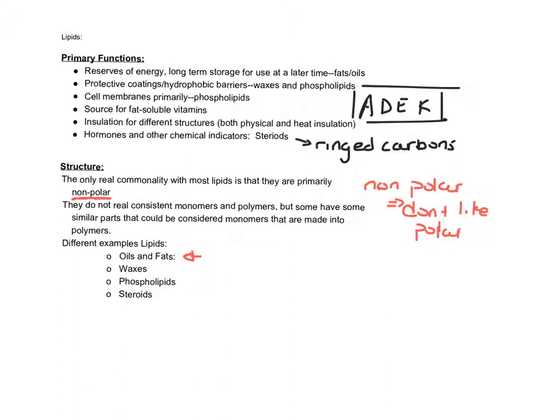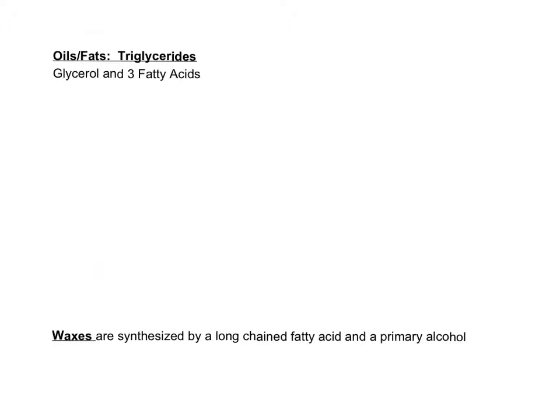Fats quite often found in animals, oils found more in plants. We have waxes, those are nonpolar entities. Phospholipids, they're the sort of odd one in the bunch because phospholipids have a polar end and nonpolar ends. And then steroids, again, those are your ringed structures. So let's quickly take a look at triglycerides, which are fats and oils.